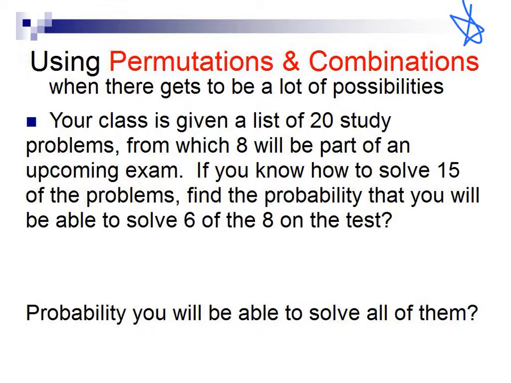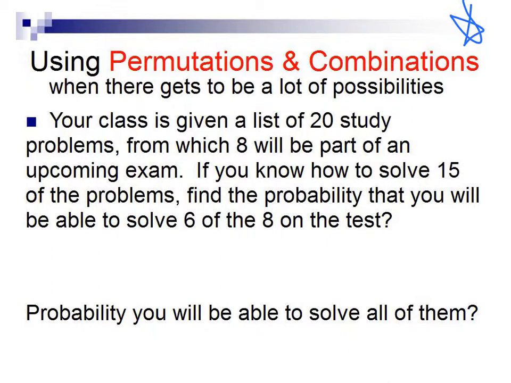It says your class is given a list of 20 study problems, from which 8 are going to be put on the test. Okay, now that's kind of nice. The teacher gave you all the study problems to do. The problem is it looks like you only know how to solve 15 of those problems. So find the probability that you'll be able to solve 6 of the 8 problems on the test.